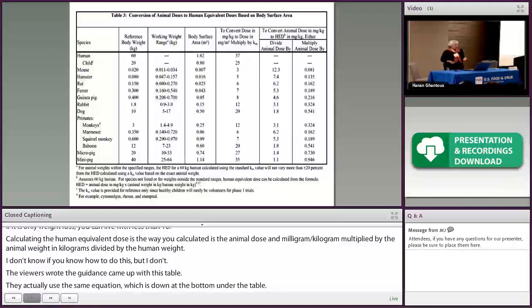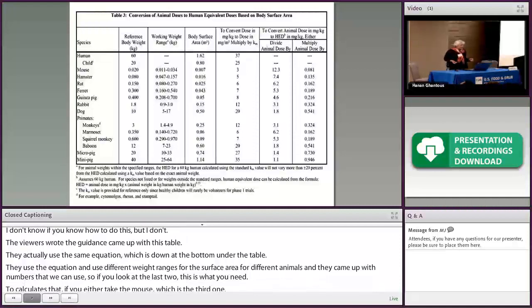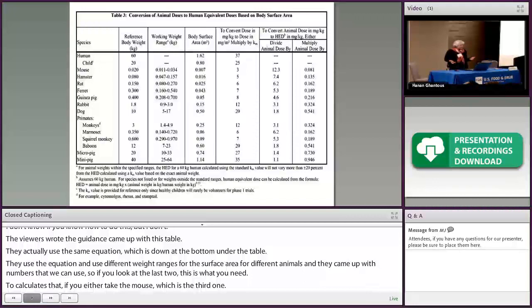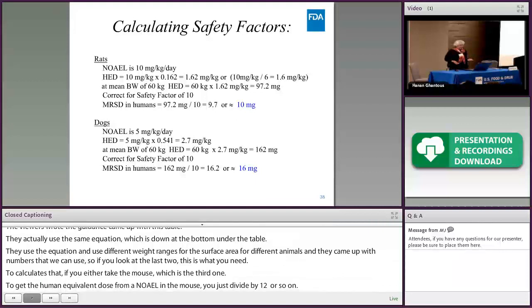So if you look at the last 2, this is what you need. To calculate that, let's say you take the mouse, which is the third one. To get the human equivalent dose from a NOEL in the mouse, you just divide by 12, or you multiply by 0.081, and so on. So it makes it really easy.